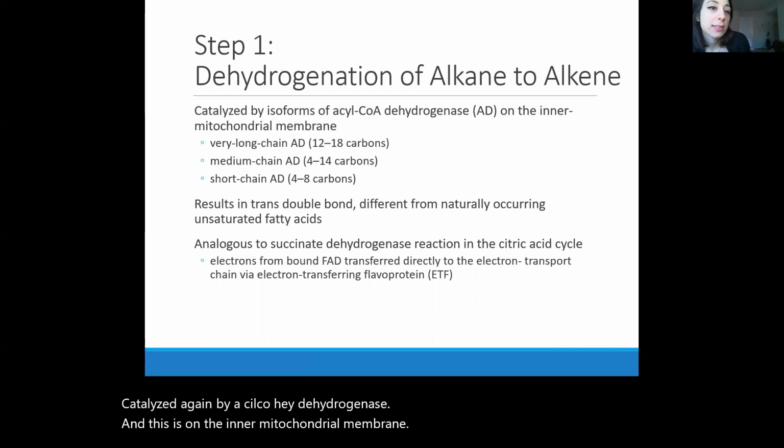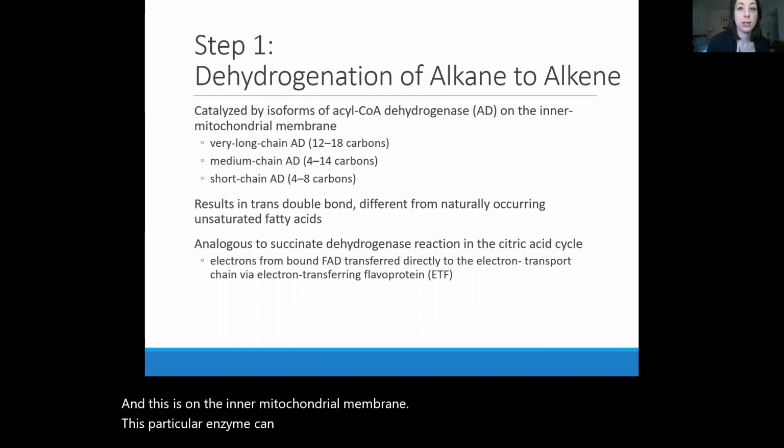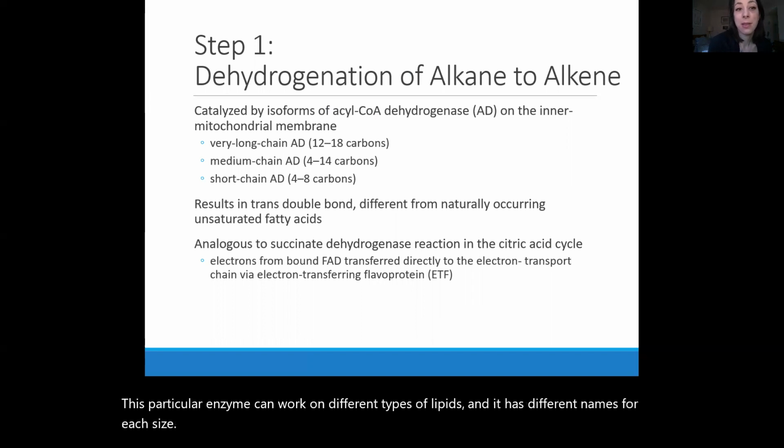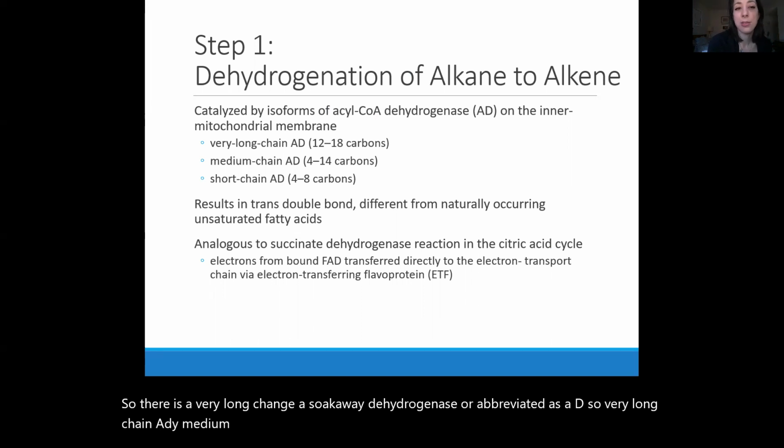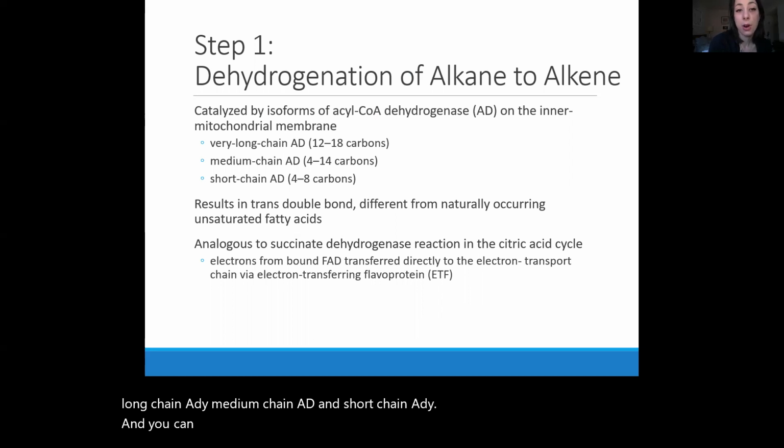This particular enzyme can work on different types of lipids, and it has different names for each size. So there is a very long chain acyl-CoA dehydrogenase, abbreviated as AD. So very long chain AD, medium chain AD, and short chain AD. And you can see the variety of carbon lengths that those can catalyze. These result in a trans bond.